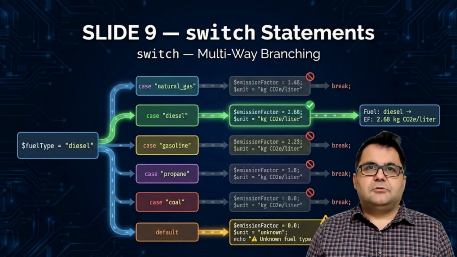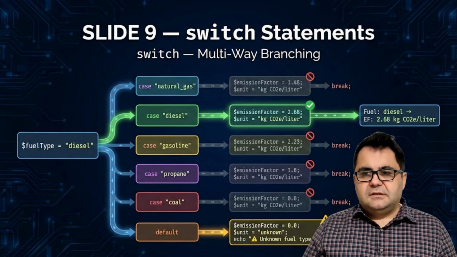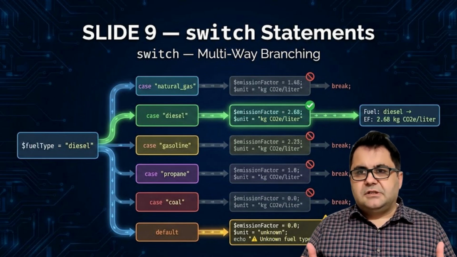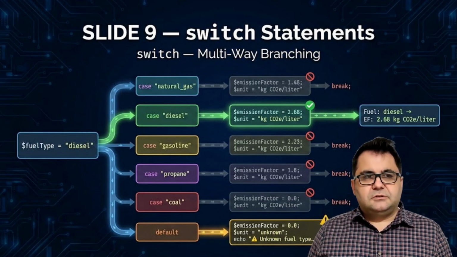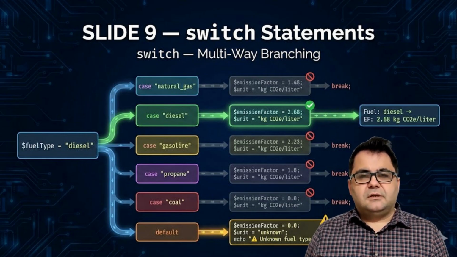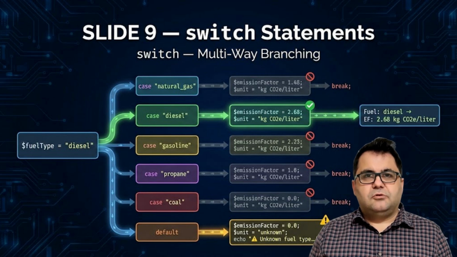Each case tests for a specific value. If it matches, that block executes. The break statement is critical. Without it, PHP falls through to the next case. The default case handles any value that doesn't match, like our unknown fuel type.